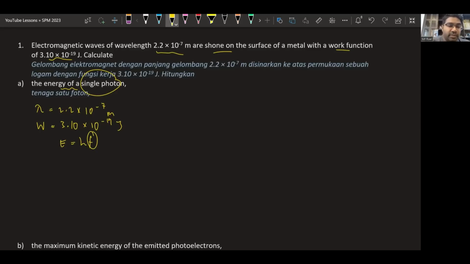Whenever we don't have frequency, we substitute frequency using the wave formula, please do not forget it. c equals f lambda. c is the speed of light, or the speed of all electromagnetic waves. So therefore, we can substitute f as c over lambda. We have lambda here. That's why we use hc over lambda instead.